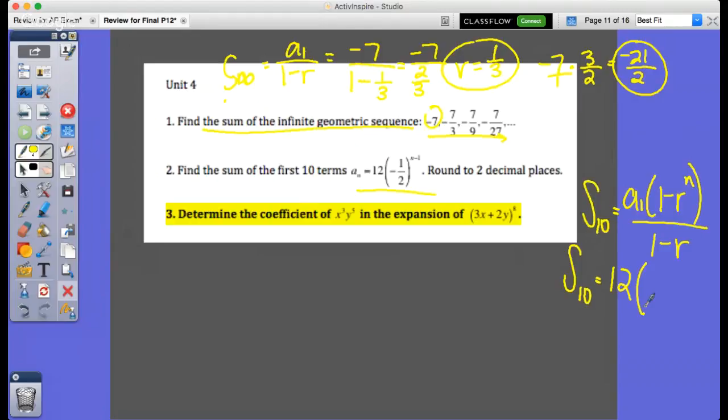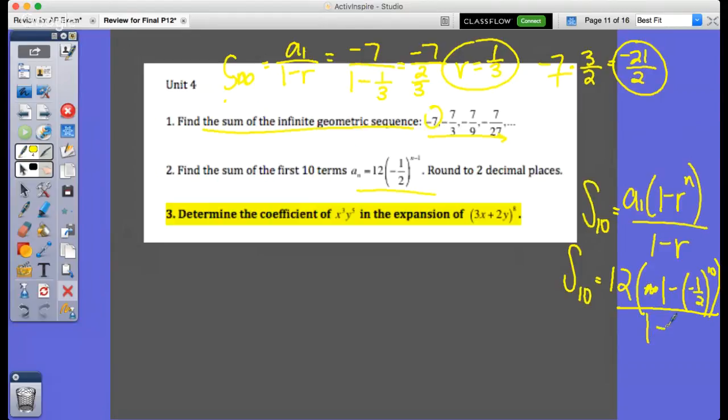And would R be negative 1/2? Correct. Good. The one thing that I would say, just to be careful on here, is when you do the 1 minus negative 1/2, and then the N would be the 10th, right? Yeah. But when you do this, make sure you don't make that positive yet, because the power must occur first before you do the 1 minus that, okay?